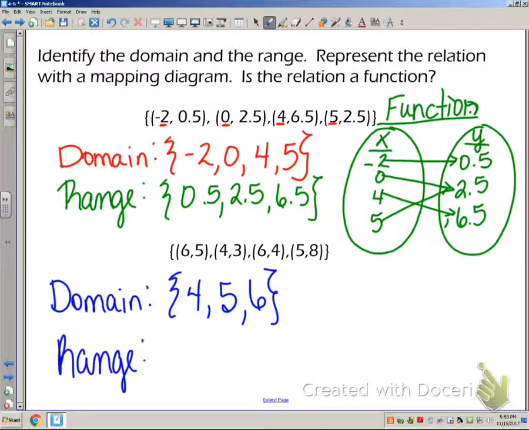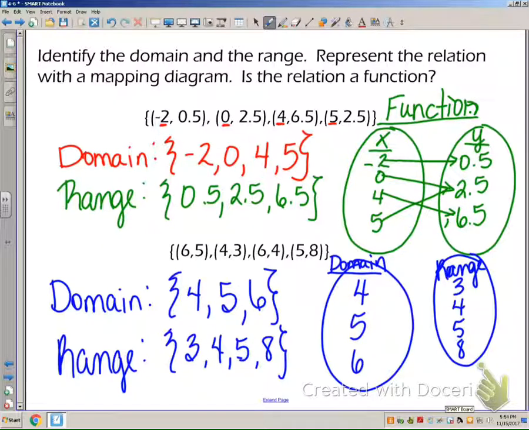Notice I listed the domain in order from least to greatest, and I'm going to do the same with my range. It's always a good indicator to me that my relation is not a function if there are more things in the range than there are in the domain. Because if there are more items in the range than in the domain, see, I only have 3 here and I've got 4 here, that means that one of the numbers of my domain must be paired with more than one number in the range in order for this to work. So go ahead and make your mapping.